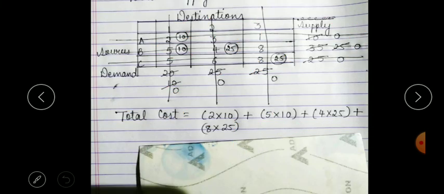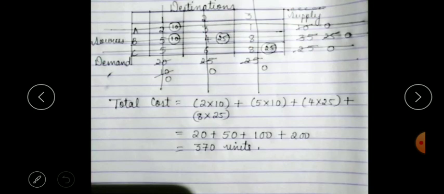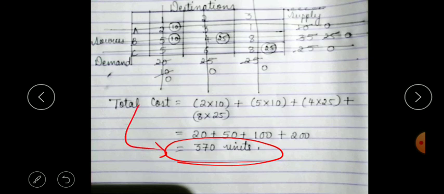That is what I have done. Total cost is 2 into 10 here, 5 into 10 here, then 4 into 25 and 8 into 25. So total cost is this. If you multiply and add up, you will get 370 units. So this is your total cost, right? And this is your 5 marks problem.